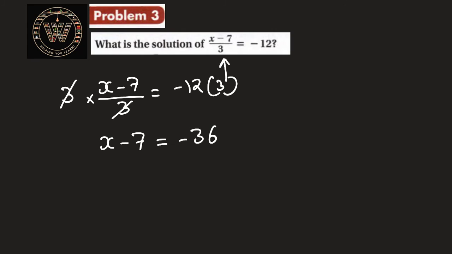Now, how will you get rid of negative 7? You add 7 on both sides. So minus 7 and plus 7 get cancelled. x is equal to negative 36 plus 7, which is negative 29. So this is the solution of this equation.